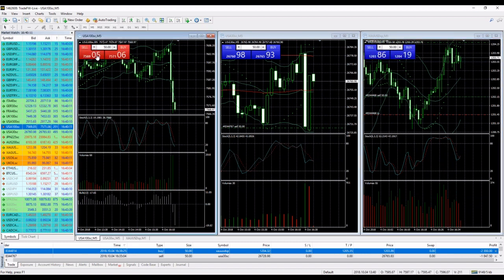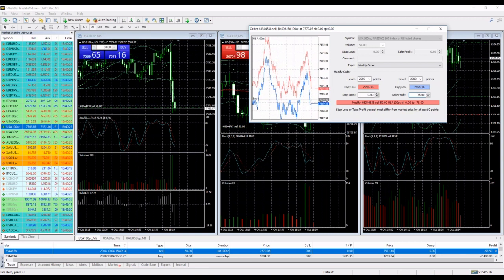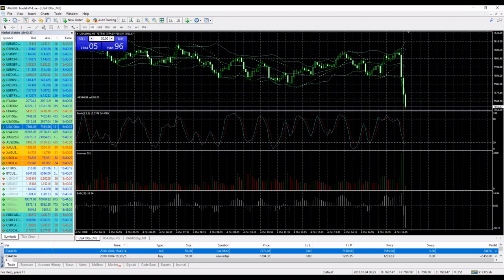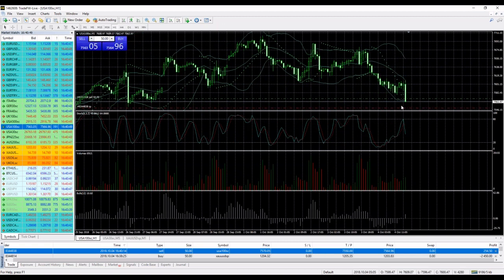Okay, I'm selling again USA 100, guys. I just sold again USA 100, and I will put my take profit at 7,550. There we go. Nice one. We are making already $200 on USA 100. USA 100 was playing games with us for the last 2 days, and now it's giving us a nice time. I want another $500 from this position, and I will be happy.